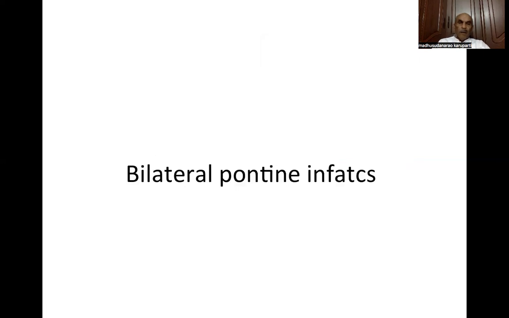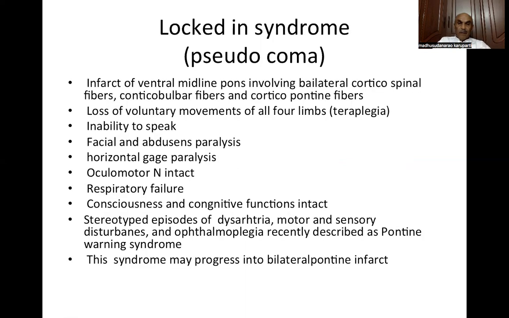Next syndrome is the bilateral pontine infarct. This results in locked-in syndrome. Bilateral pontine infarct results in the weakness of all four limbs with spasticity. Infarct of the ventral middle pons involving the bilateral corticospinal fibers, corticobulbar fibers, and corticopontine fibers. It is associated with the loss of voluntary movements of all four limbs, resulting in tetraplegia.